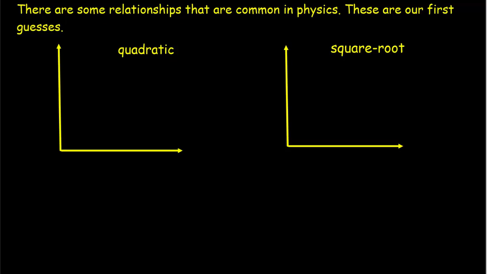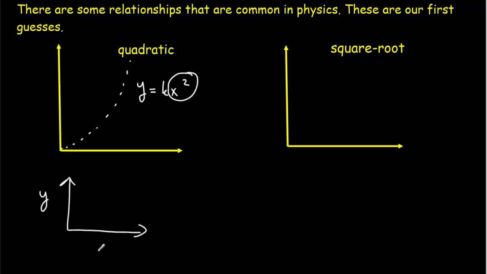So let's look at how we just guess at relationships based on shapes of graphs, using the idea that most relationships are one of these types. So we already looked at the quadratic case where we've got a parabola with a vertex at the origin. Equation of that was y equals kx squared. So what we need to plot is going to be just the y variable, whatever that is, against x squared. And that should give you a straight line.